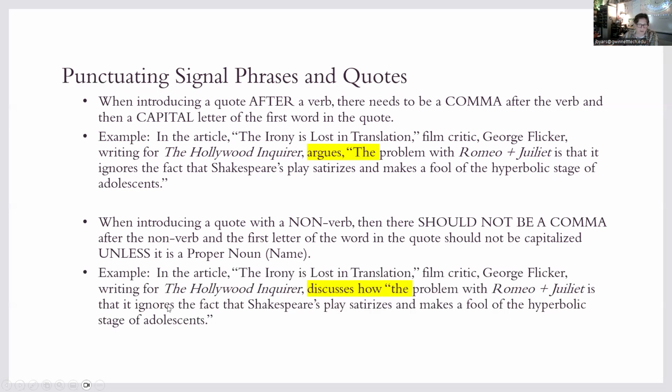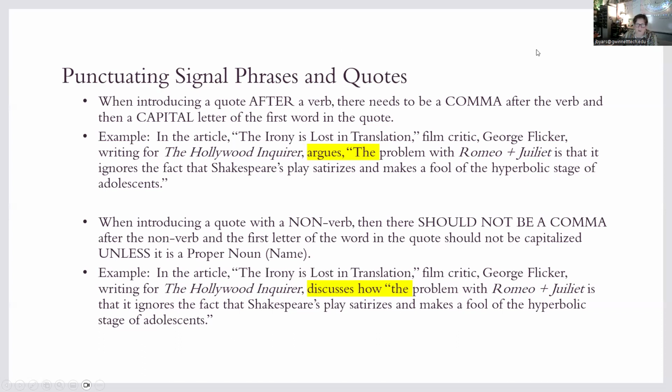So in this example here, we have: in the article, the irony is lost in translation. Film critic George Flicker, writing for the Hollywood Inquirer, discusses, which is a verb, but then we have how. This how has taken the place of the comma. So this was argues, comma, quote, the problem. This is discusses how the problem with Romeo and Juliet is that it ignores the fact that Shakespeare's play satirizes and makes a fool of the hyperbolic stage of adolescence.